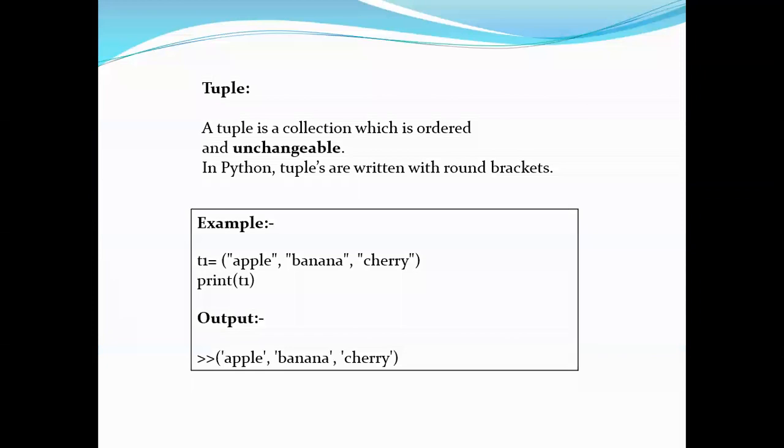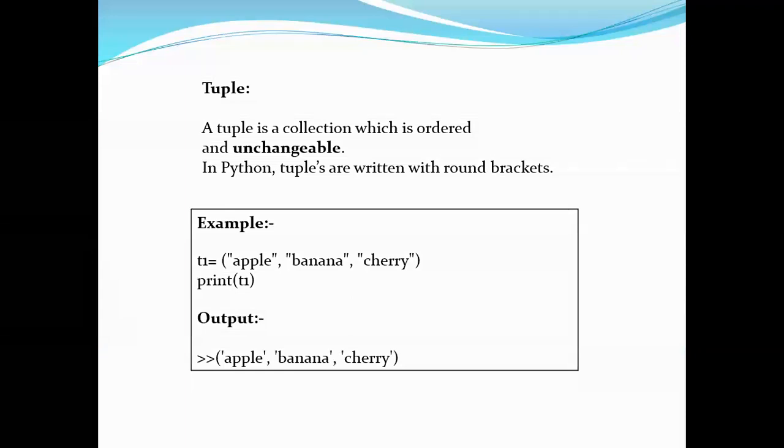So a tuple is a collection which is ordered and unchangeable. I made it bold for a particular meaning. Why? Because we have already seen the list data structure in the previous videos, and this unchangeable characteristic of a tuple is a primary difference between a list and a tuple. So we will see how it works.